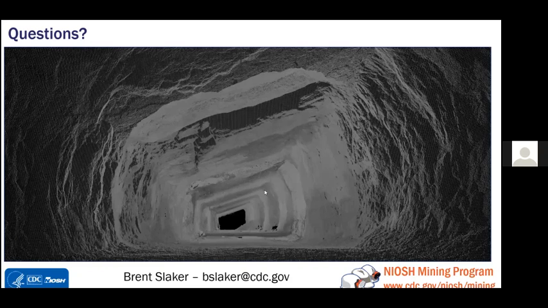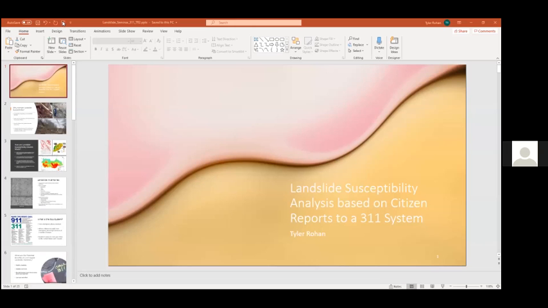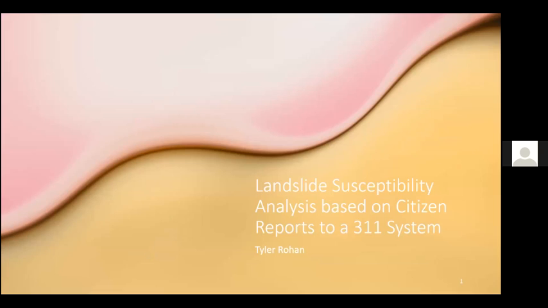Our final speaker in this session is Tyler Rohan, and he is currently a doctoral student over in our Department of Geology and Environmental Science. And he's doing some really interesting work here where he's comparing citizen reporting of 311 landslides with some field checks and some geophysical modeling to really try to understand, to improve our landslide inventories and think more about it. So Tyler, please take it away.